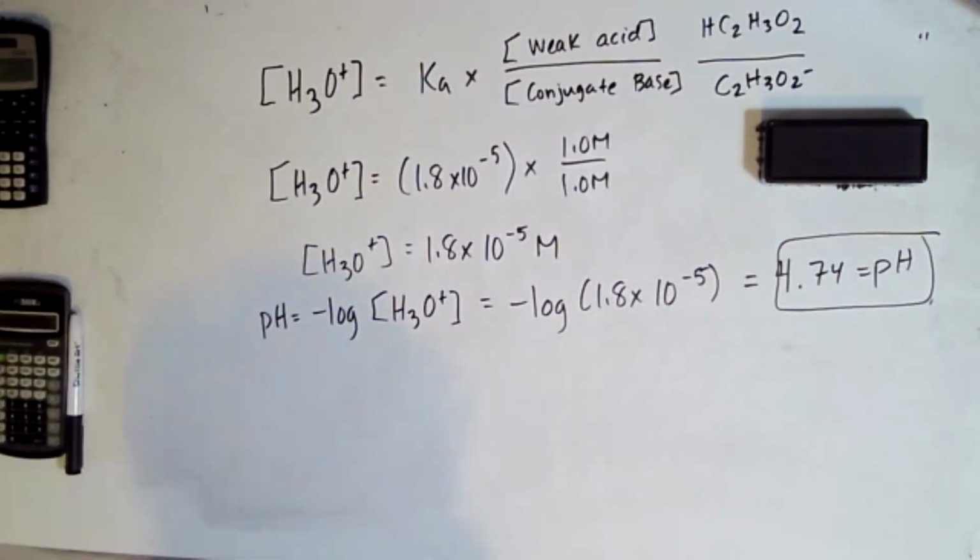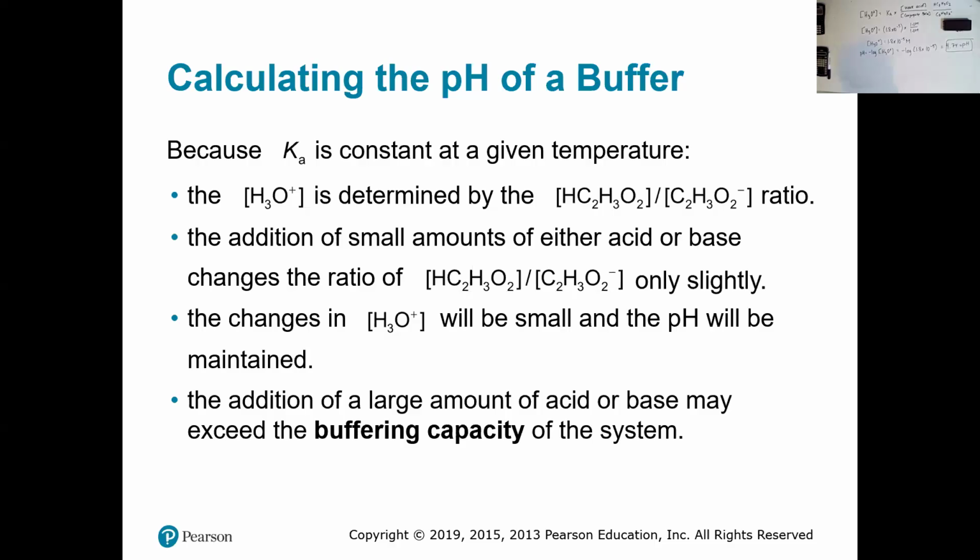All right. So that's how we can calculate the numerical pH of our buffer. Let's look at a few more points about our buffer system. Because our Ka is always going to be constant at a given temperature, we can figure out our hydrogen ion concentration by looking at that weak acid to conjugate base ratio. When we add really small amounts of either acid or base to our mixture, this ratio is only going to change a little bit. And so changes in our hydrogen ion concentration are going to be small. And so our pH changes will be really tiny, and our pH will be pretty steady.